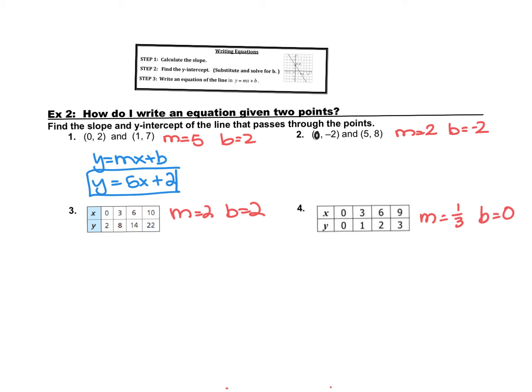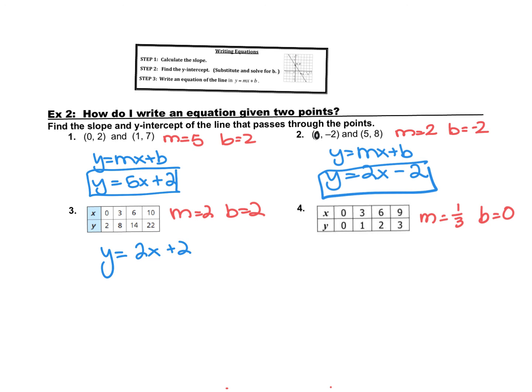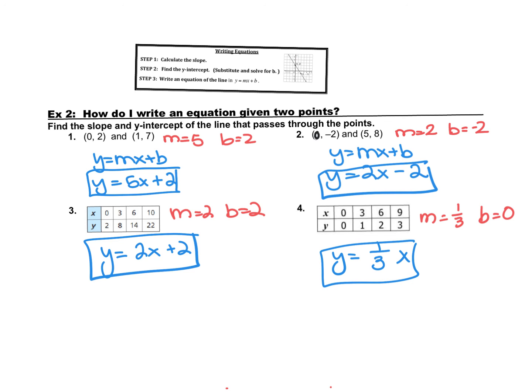Again, I found the slope, and then I found the y-intercept. And now let's write it into y is equal to mx plus b. Y is equal to, our slope is 2, our y-intercept is negative 2. Because this y-intercept is negative 2, I'm going to put a minus 2 there. And I'll do the same thing for these. For this last one here, our slope is equal to 1/3, and our y-intercept is 0. So I'm just going to write this as y is equal to 1/3 x.